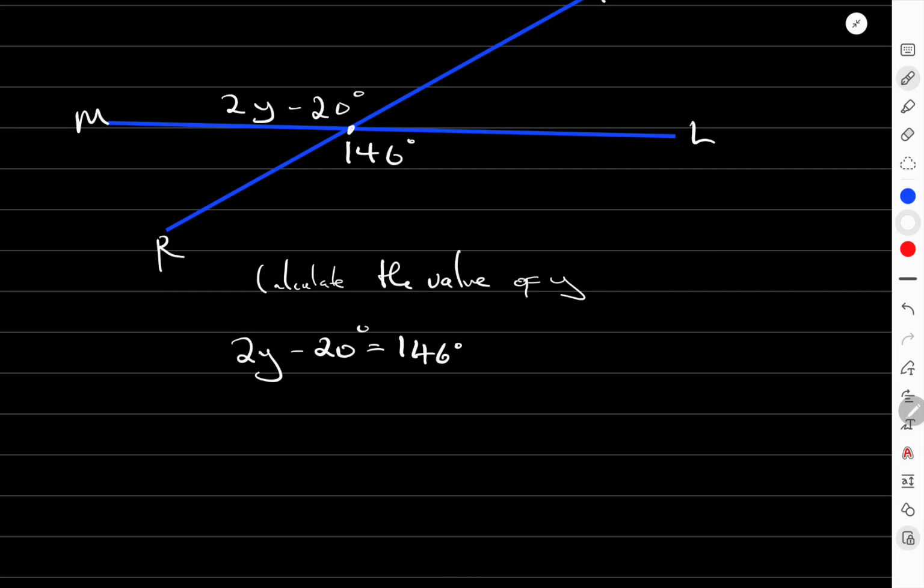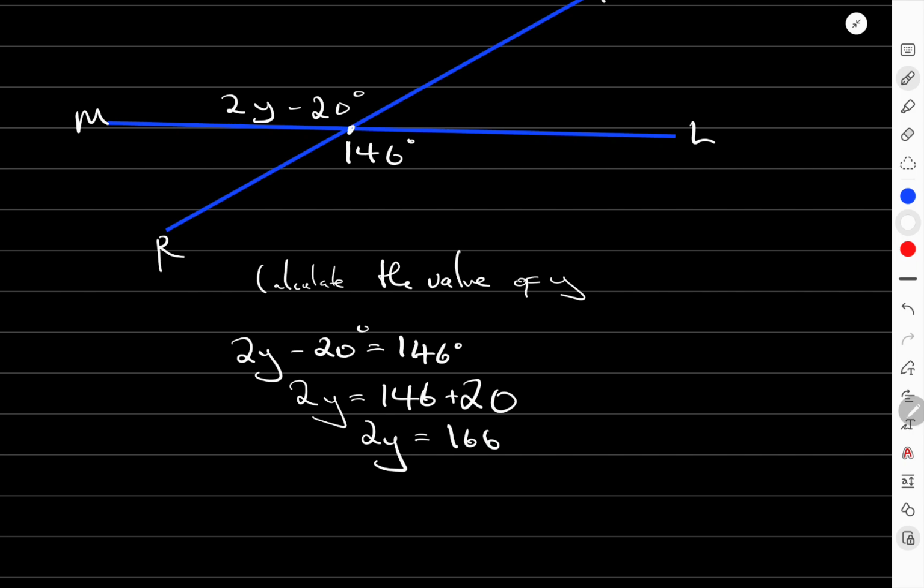Now how can I solve for the value of y? I'm going to group my numbers together and my variable together. I'm going to have 2y equals 146 minus 20. No, I cannot say minus 20. Do we know why? Because the 20 was already negative on the left hand side, therefore on the right hand side it is going to be positive. Therefore, I'm going to have 146 plus 20. That was a catch. Therefore, 2y equals what is 146 plus 20? 2y equals 166 degrees.